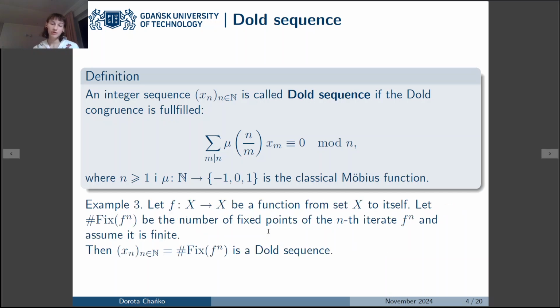And also, a more interesting example: if f is a function from set A to itself, and fix fn is the number of fixed points of the nth iterate of our function f, then the sequence of terms that are equal to the number of fixed points of the nth iterate of our function f is a Dold sequence.